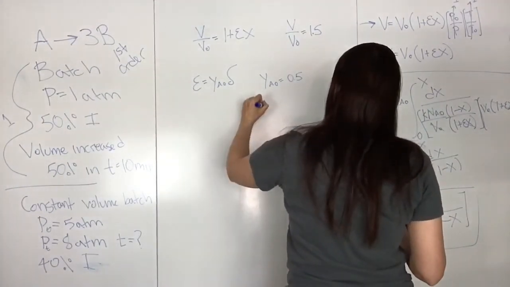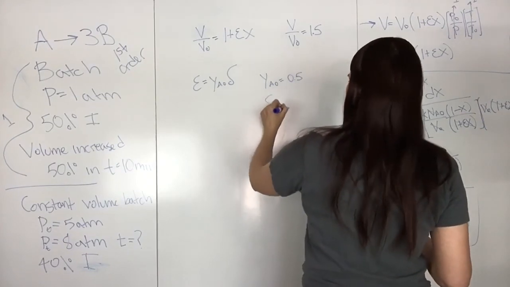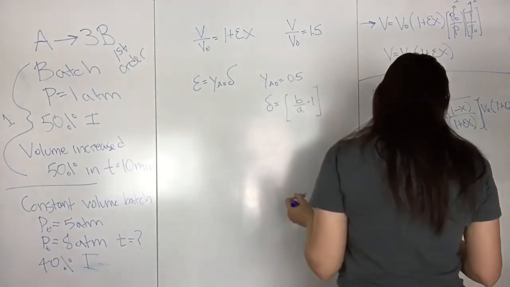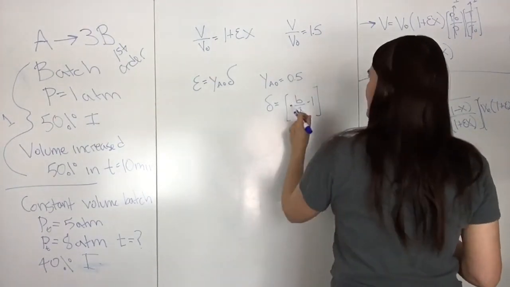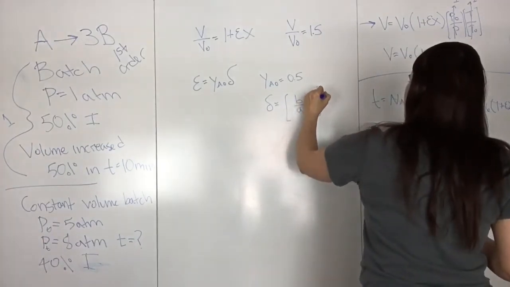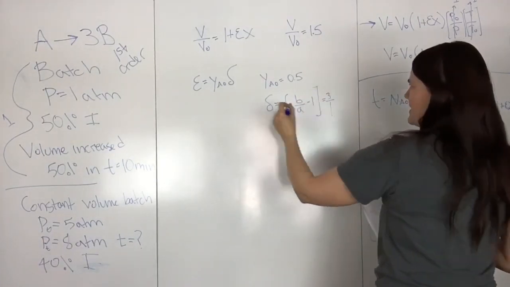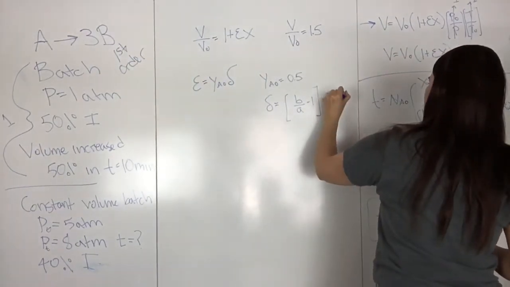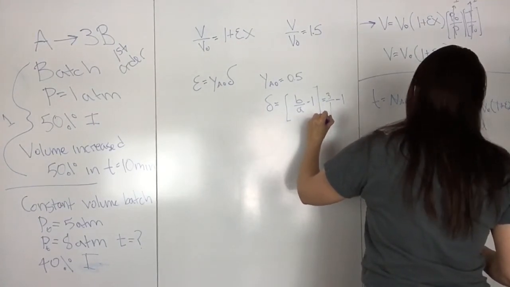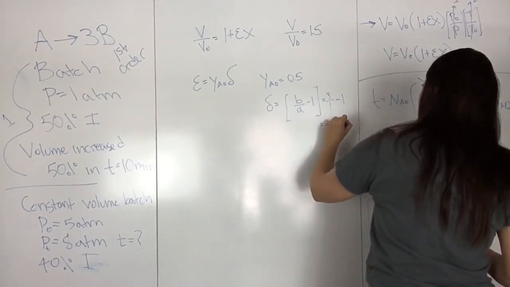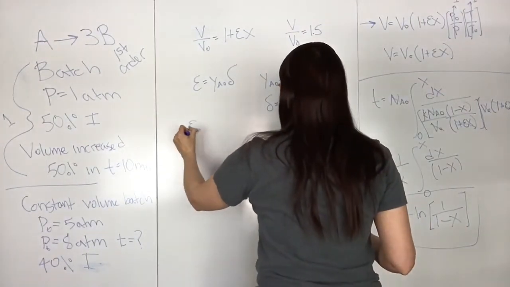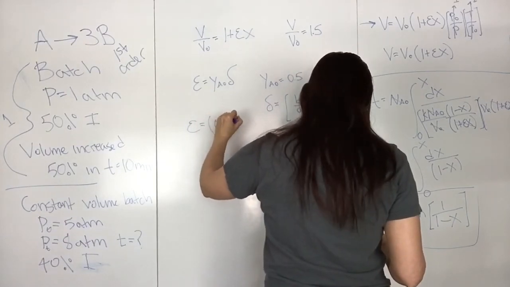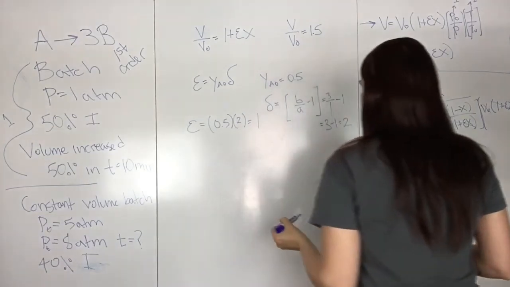And then we know that delta is equal to B over A minus 1. That's right. So this is equal to 3 over 1, because the stoichiometric coefficient for B is 3, for A it's 1, minus 1, so that equals 3 minus 1 equals 2. So then plugging this stuff in, we have epsilon equals 0.5 multiplied by 2 is equal to 1.